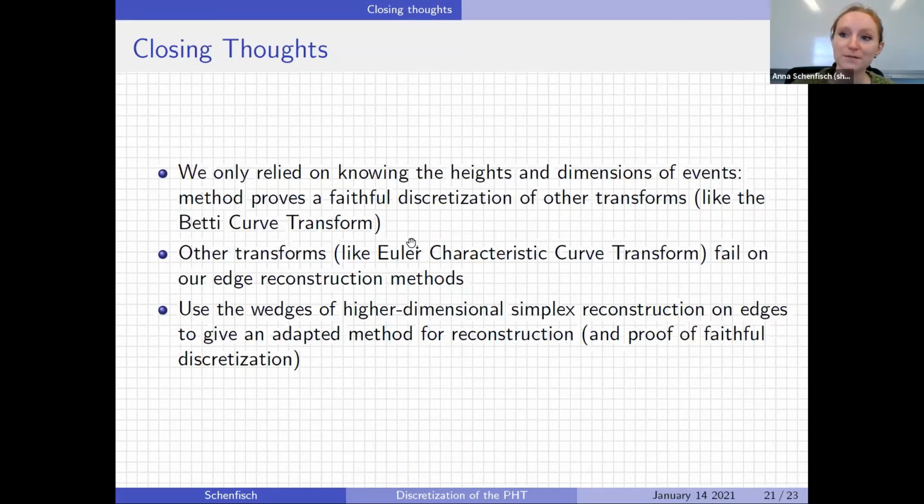There are other transforms that you might be interested in that don't return dimension exactly. So for example, the Euler characteristic curve transform, and indeed they would fail if we tried to use this method directly. However, there are some adaptations that we can make. Using the wedges that I just described for the higher dimensional simplex reconstruction, and instead of in-degree, we use more of an inclusion-exclusion style argument, we can give a discretization for these other transforms. They take longer and they use more descriptors, but it still gives a faithful discretization.